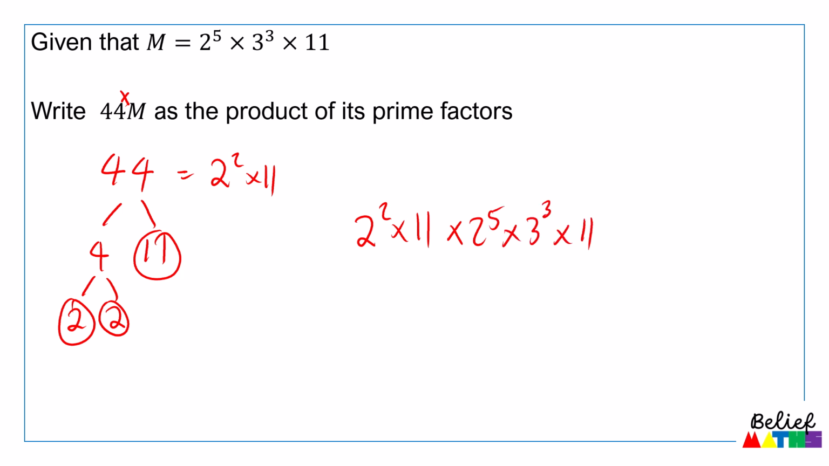Now if we group together the common ones, we've got a 2 squared and a 2 to the 5. So that means we've got 2 to the 7. There's 7 of them in total. The 3 cubed is on its own, so we just have times 3 cubed. And then finally we've got an 11 and an 11, so that's 11 squared. So 44m as the product of prime factors is 2 to the 7 times 3 cubed times 11 squared.